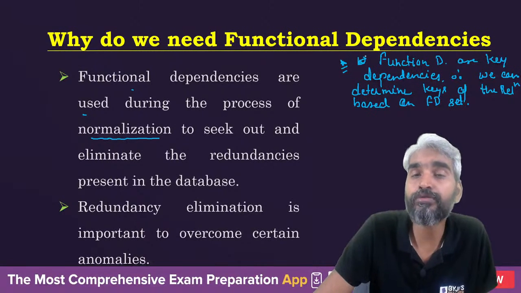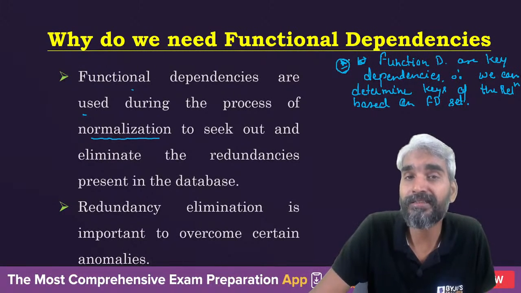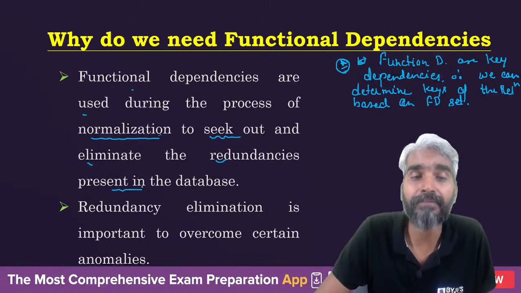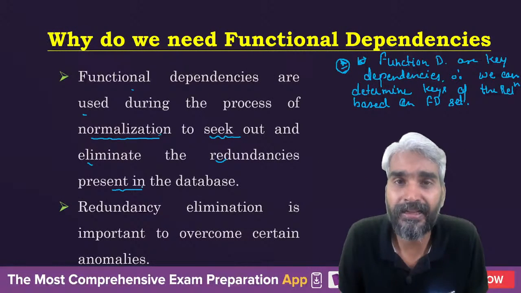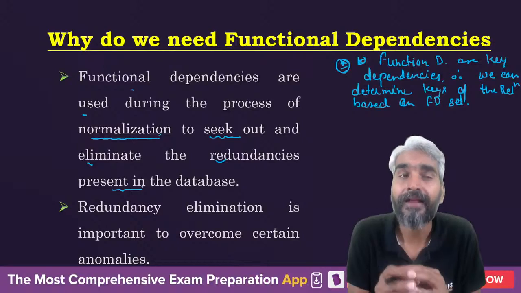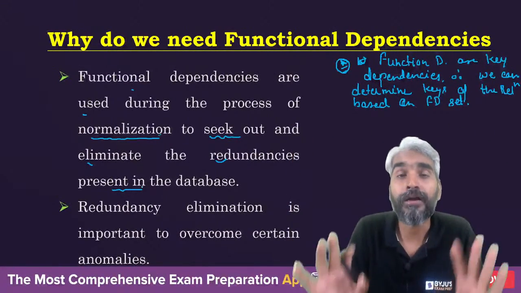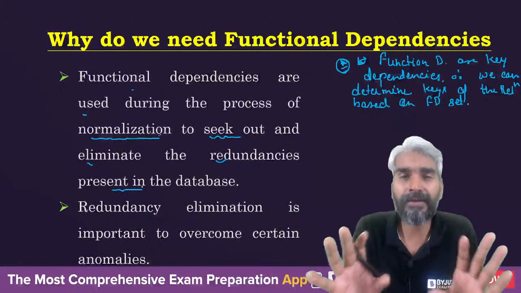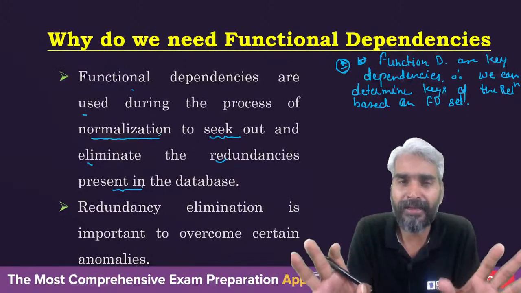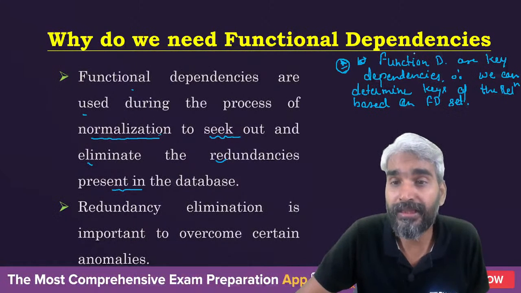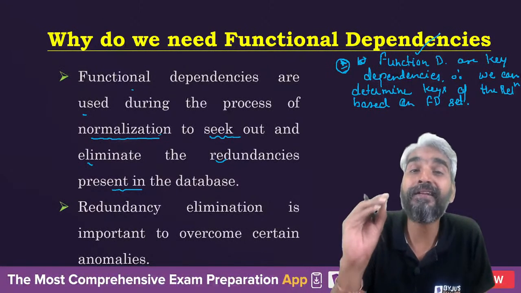Why do we use functional dependency? Functional dependencies will be used during the process of normalization to seek out and eliminate the redundancies present in the database. So functional dependencies will eventually be used to identify if there is any redundancy in this database or not. And if there are redundancies in that particular database, then we will eliminate those redundancies using the concept of functional dependency only.